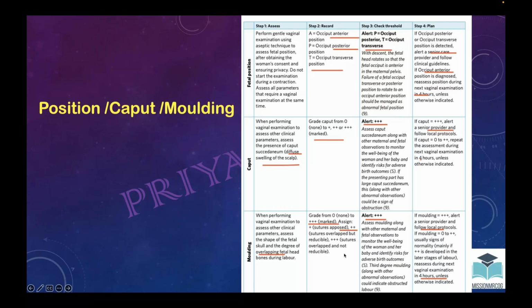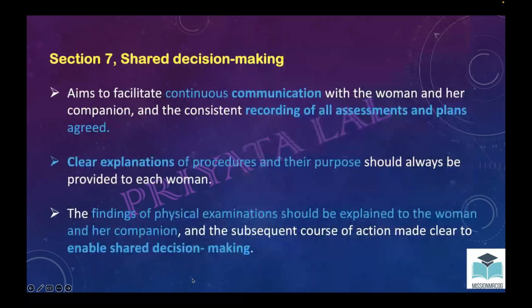Again, he asked in the exam, what is shared decision making? So shared decision making is the continuous communication with the woman and the companion whenever we are recording all assessments, and whatever the plan is made, it is always shared with the woman. So clear explanation of the plan and their purpose for every procedure, whether it is oxytocin for progress, whether it is cesarean, whether it is an instrumental birth, is provided to the woman.